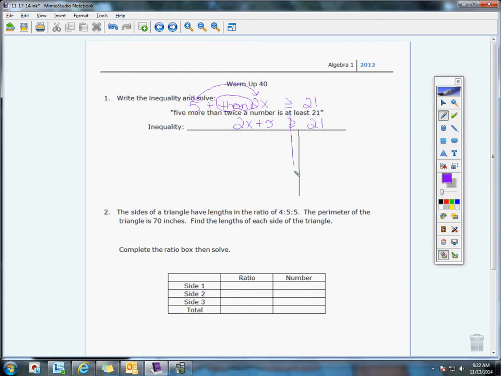And we're going to go ahead and just solve for x. So you're going to subtract 5 from both sides. Subtract 5 over here. You have 2x is greater than or equal to 21 minus 5 is 16. Divide both sides by 2. You end up getting x is greater than or equal to 16 divided by 2 is 8.